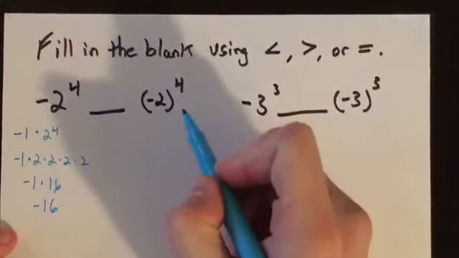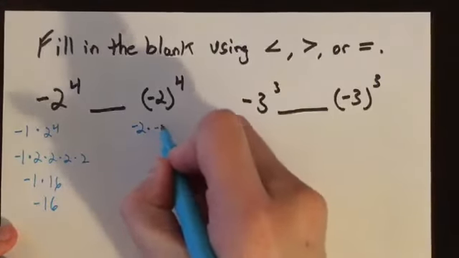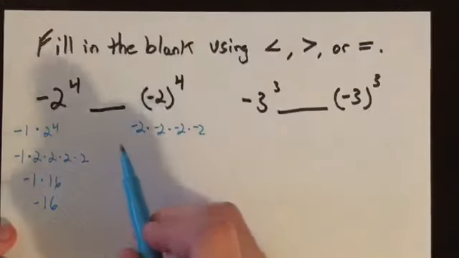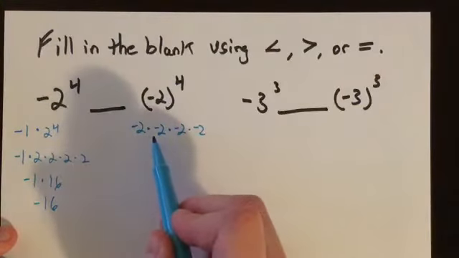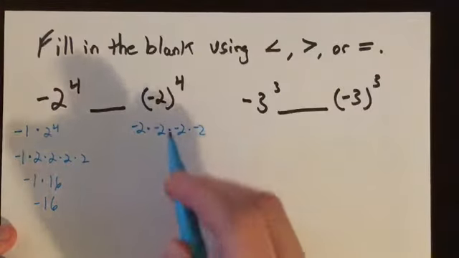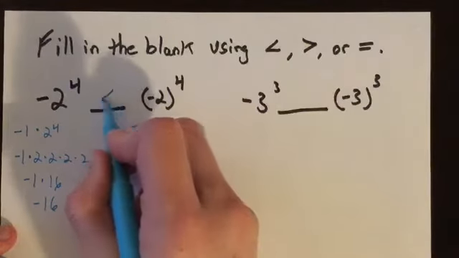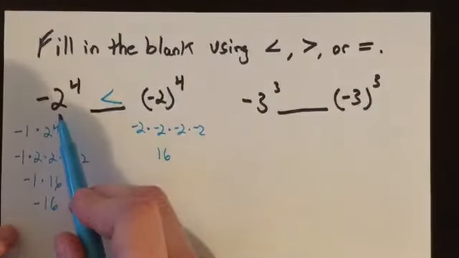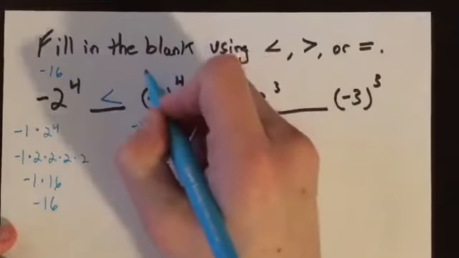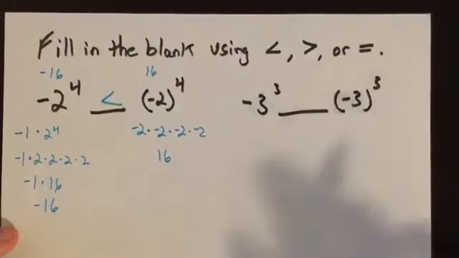Now with the parentheses, that means negative 2 is our base. So it's negative 2 times negative 2 times negative 2 times negative 2. Negative 2 times negative 2 is positive 4, times negative 2 is negative 8, times negative 2 is positive 16. So we're going to use this symbol. Negative 2 to the fourth is less than negative 2 to the fourth with parentheses. It's deceptive because we read them the same way.